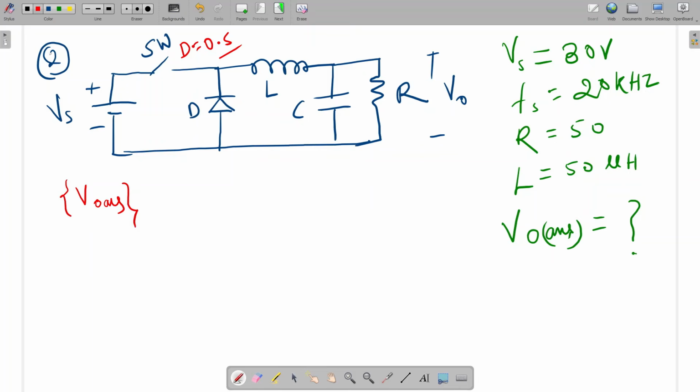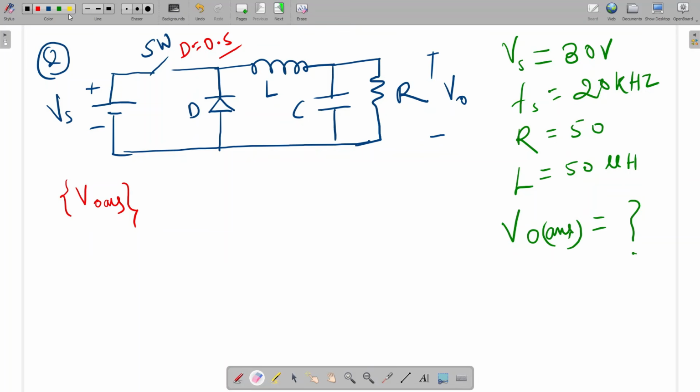So how we can proceed? Can anyone tell? 50. No, that is incorrect. See, if a fill in the blanks question comes like this, a 2 marks question, first, what we will do? We will check whether this converter is working in continuous or discontinuous conduction mode. So directly we cannot apply 30 into 0.5, which would be 50. 15 also will be given in the option.